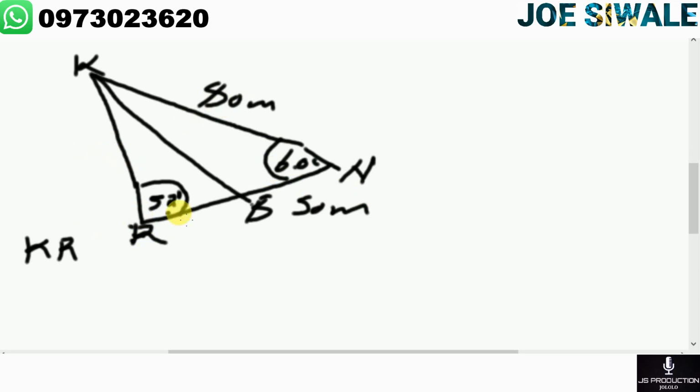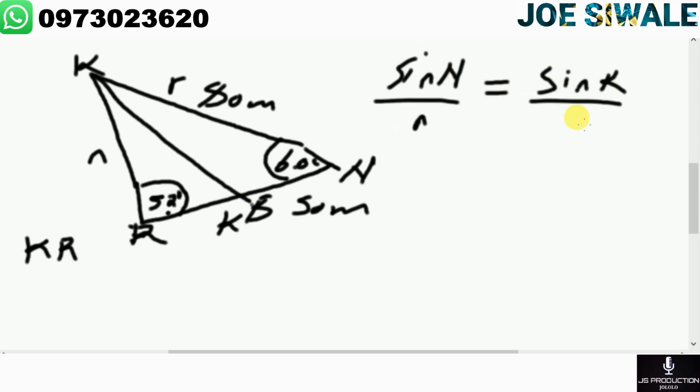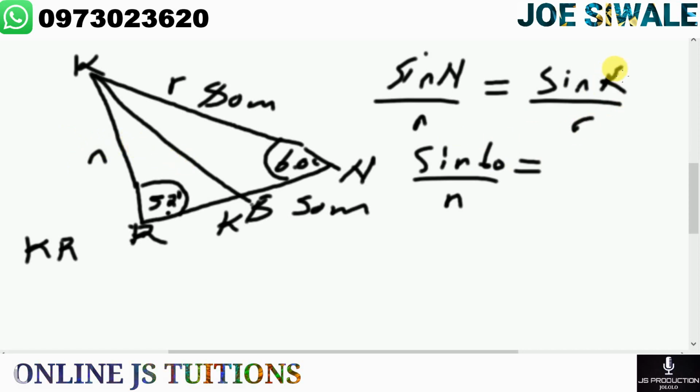So let me just write my opposite lengths. Here is small letter R, then here we know that this is small letter N, then here small letter K. So I'm going to say sine N over N is equal to sine R over R. Sine N here, that's sine 60, divided by N, which is the length that I'm trying to calculate, which is KR, is equal to sine R, sorry, not sine K. So sine R, the length which is at R, is 52. So sine 52 over R, and R here is 80.